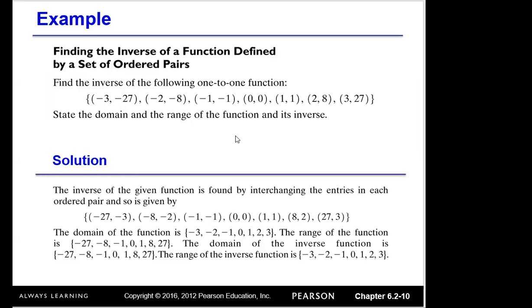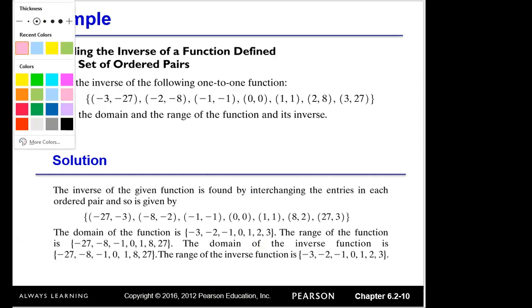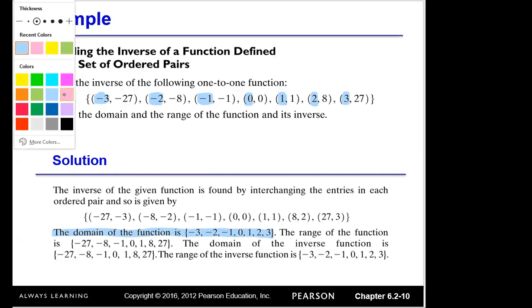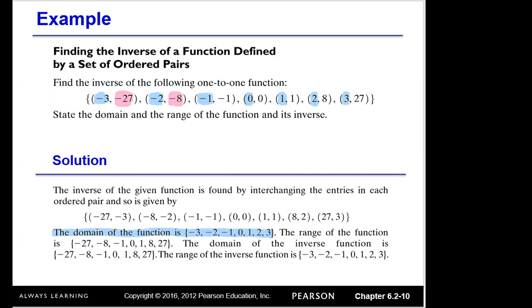So it says, to do this example, find the inverse of the following set. When I'm looking at this and I see -3, -2, -1, 0, 1, 2, and 3, those are my domains. And here's what they said here. The domain of the function is all of that. The range are all these guys, which I'm highlighting in pink. Okay, and then they said the range of the function is that.